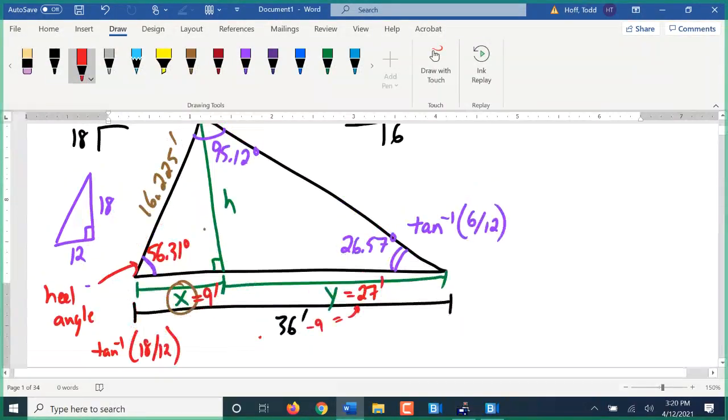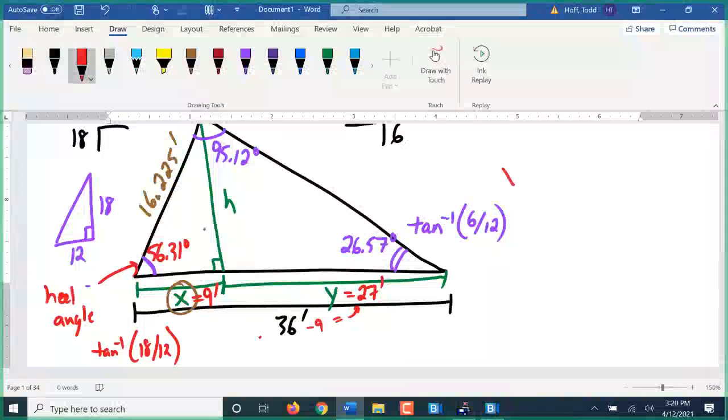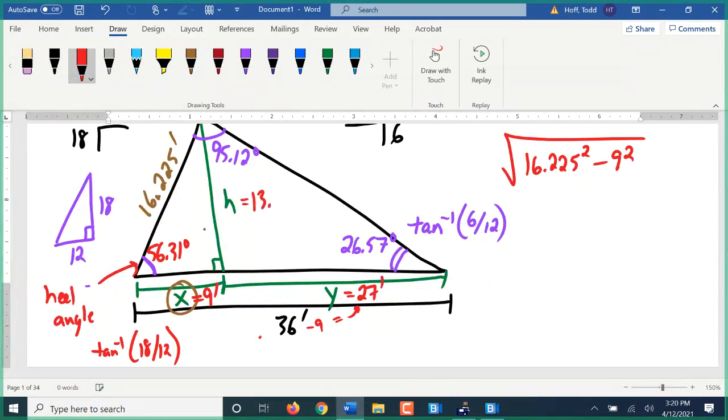And you can find h by simply doing the square root of 16.225 squared minus 9 squared. H is... all that stuff make sense to you?